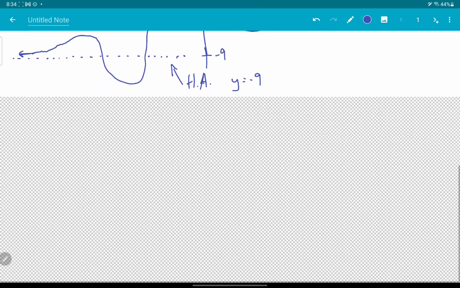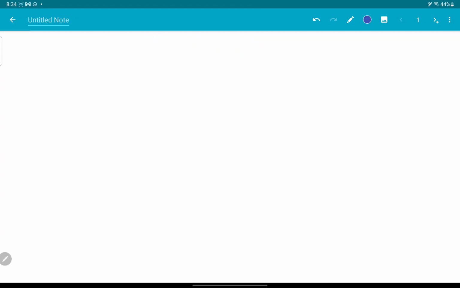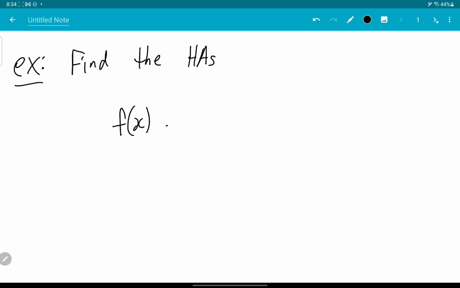Okay, let's do an example. The example is: find the horizontal asymptotes for this function. f of x equals e to the x plus x squared, and on the bottom we'll go e to the x minus x squared.